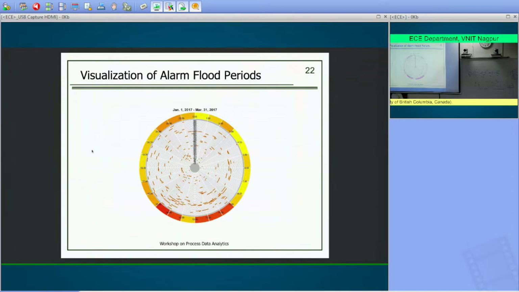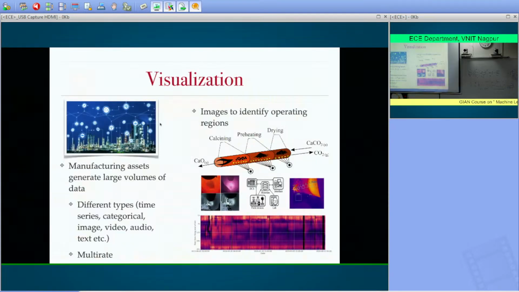Okay, so this is one example of very simple data visualization. This idea turned out to be something that a company is trying to sell. You would think it's just so simple.